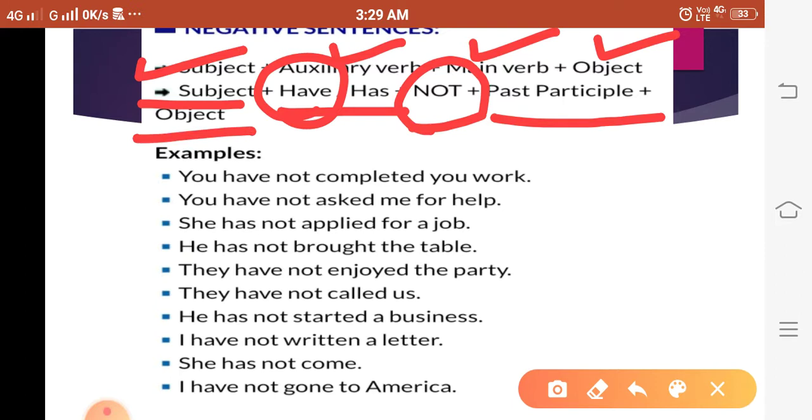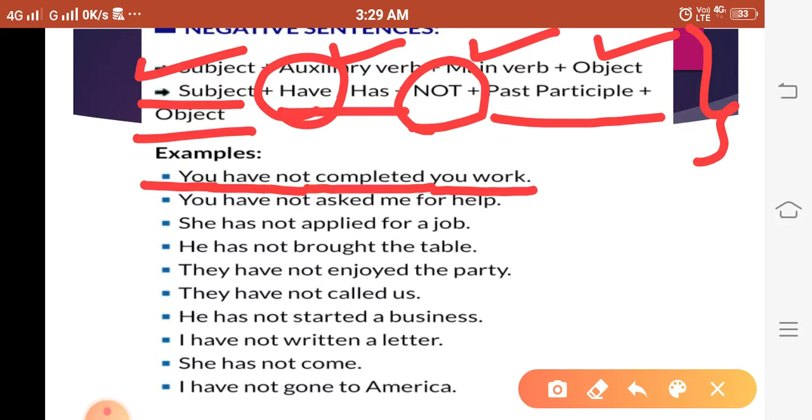Object is something through which the action of the sentence is being done. So let's see the examples based on this sentence structure. First, you. With you we always use have, then use of not, then this is third form of the verb complete, and your work is our object.